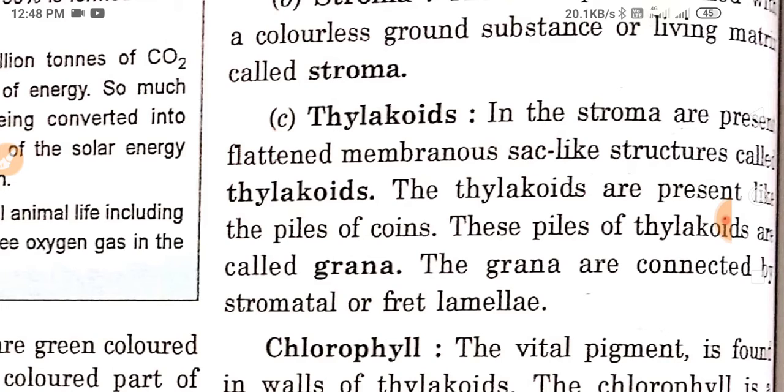In the stroma are present flattened membrane sac-like structures, which we see in the figure, also called thylakoids. The thylakoids are present like piles of coins. These piles of thylakoids are called grana. The grana are connected by stromal or fret lamellae.